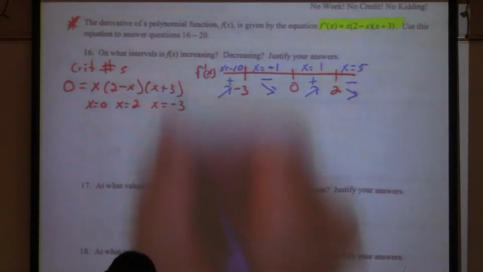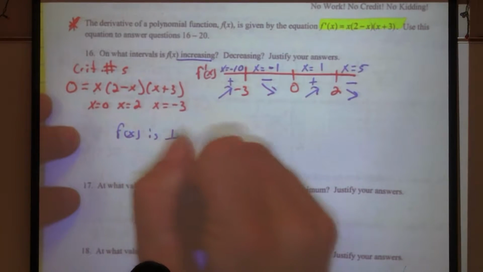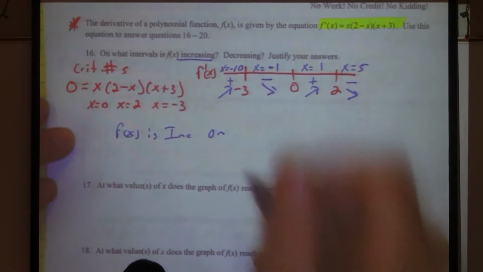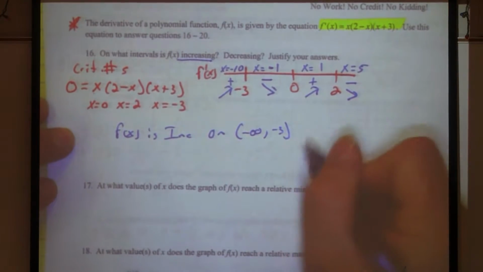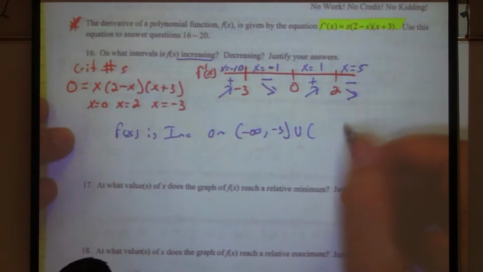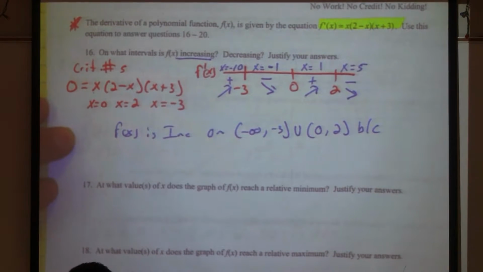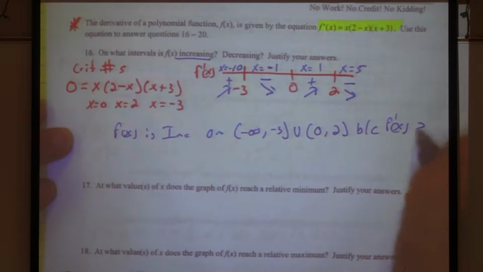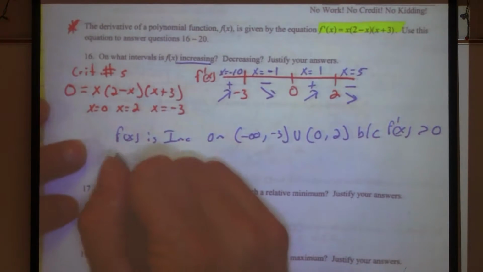So, now can we answer the question there? Where is the function increasing? f of x is increasing on what intervals? Negative 3 to 0, union 0 to 2, because f prime of x is greater than 0.